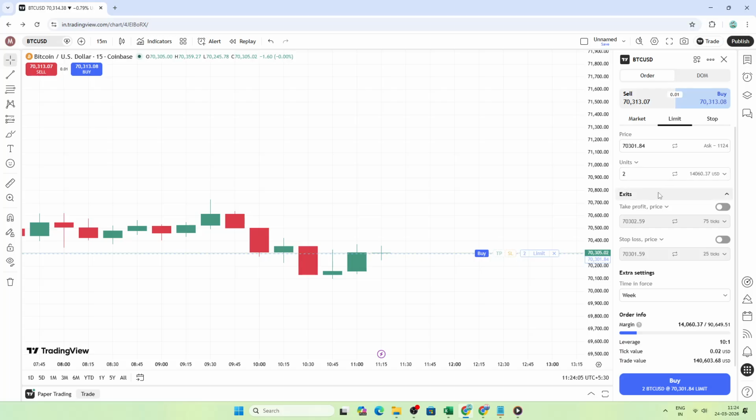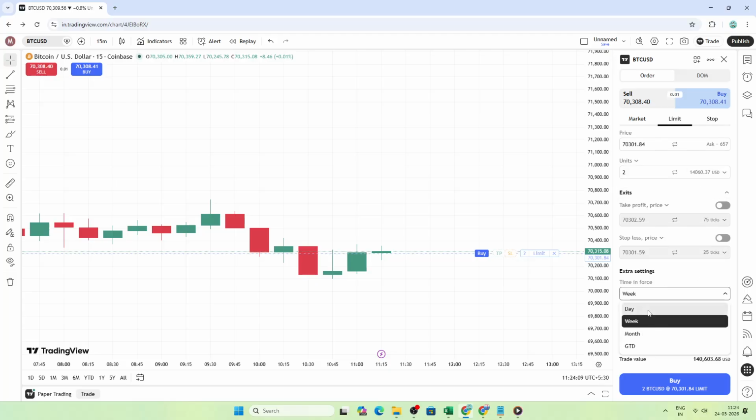Then choose the time in force. For a Day order, the order will automatically expire at the end of the trading day if it isn't filled. If you select Good till Cancelled, the order will remain active until it's filled or you cancel it manually. Day is useful for intraday ideas, while GTC is better when you are waiting patiently for a higher probability level.